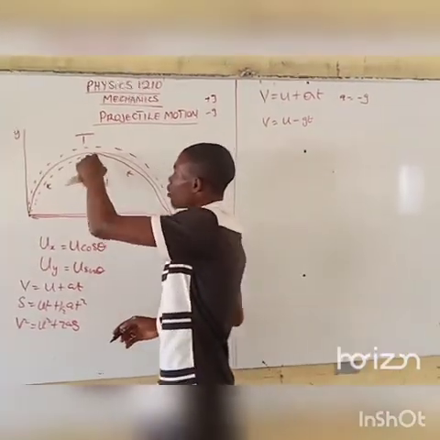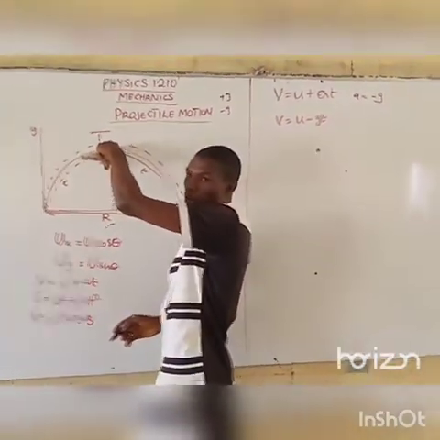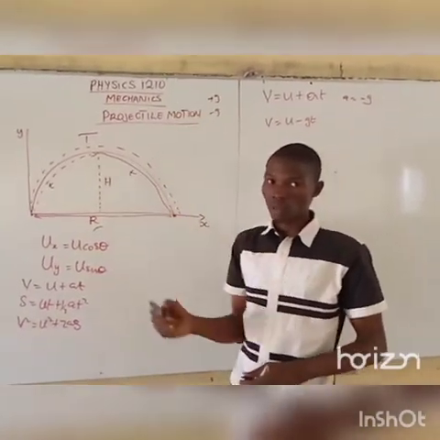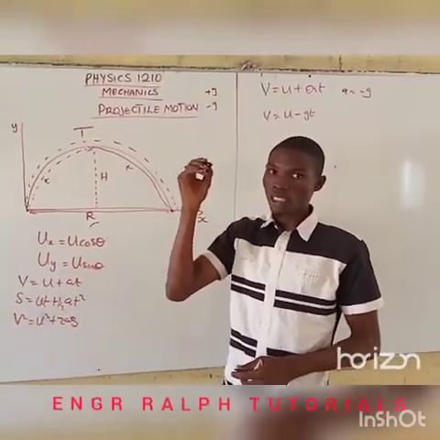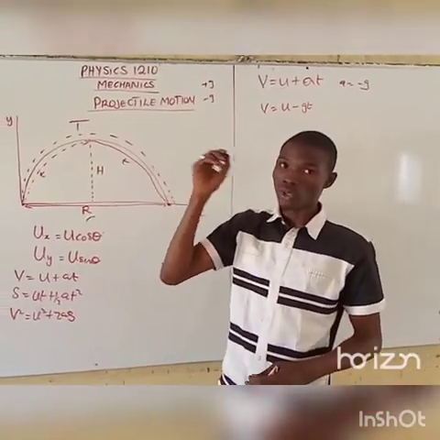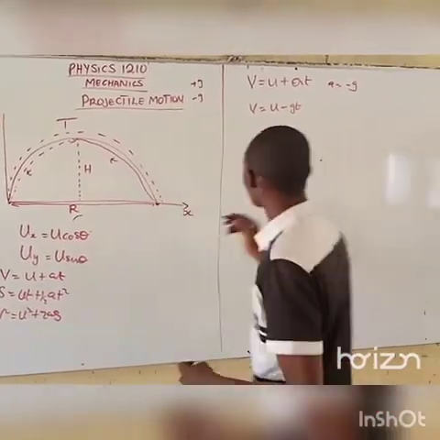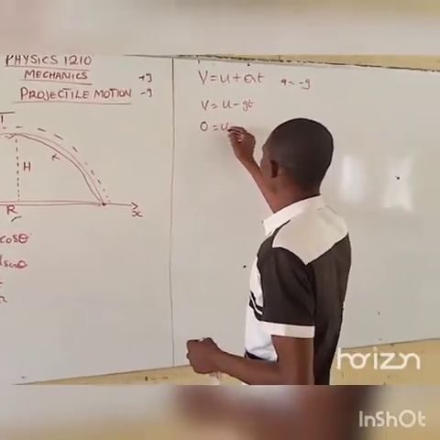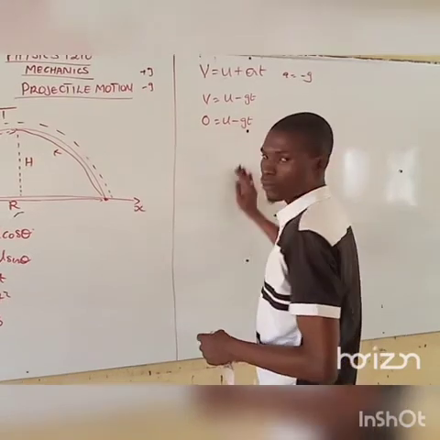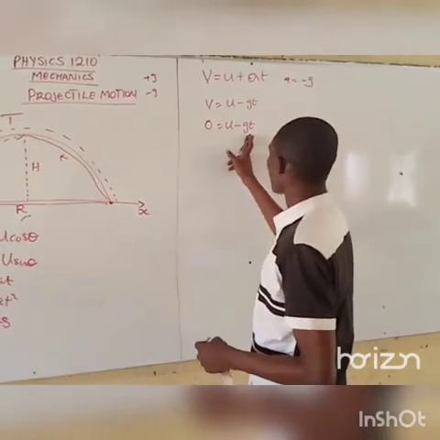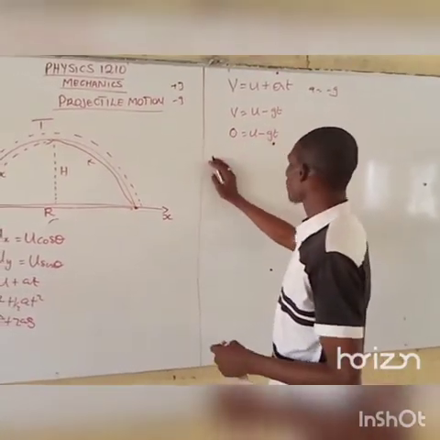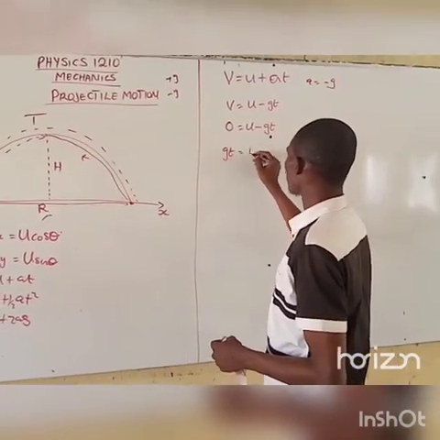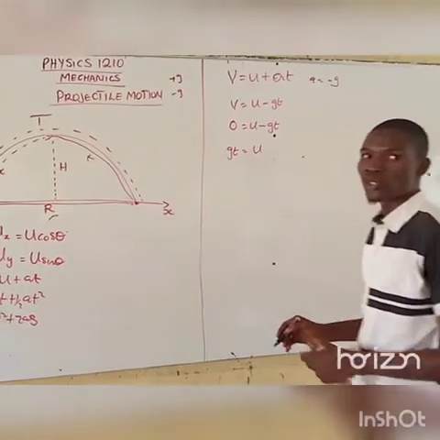Also, at maximum height, when you throw an object, it will stop before coming down. So the final velocity is always equal to 0. Since the final velocity is equal to 0, we can say 0 is equal to u minus gt. From here we can take this gt to the other side, or you add gt to both sides. We have gt is equal to u.